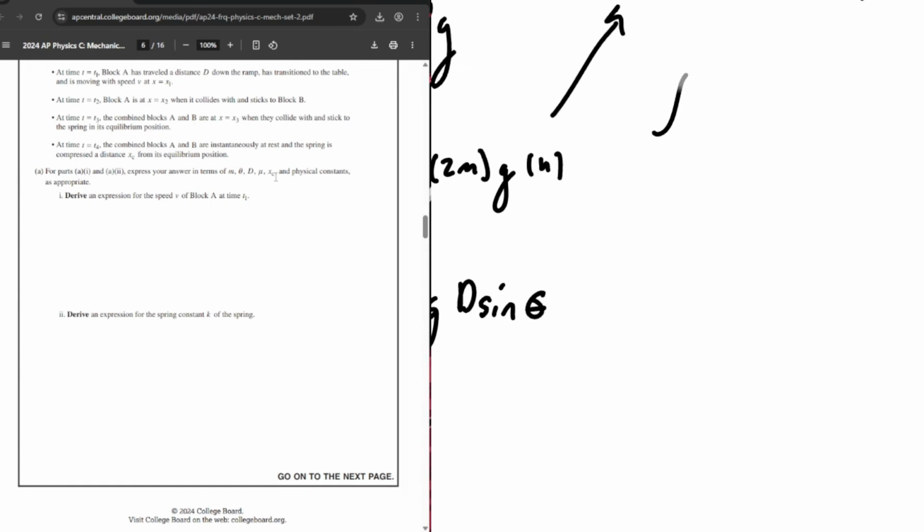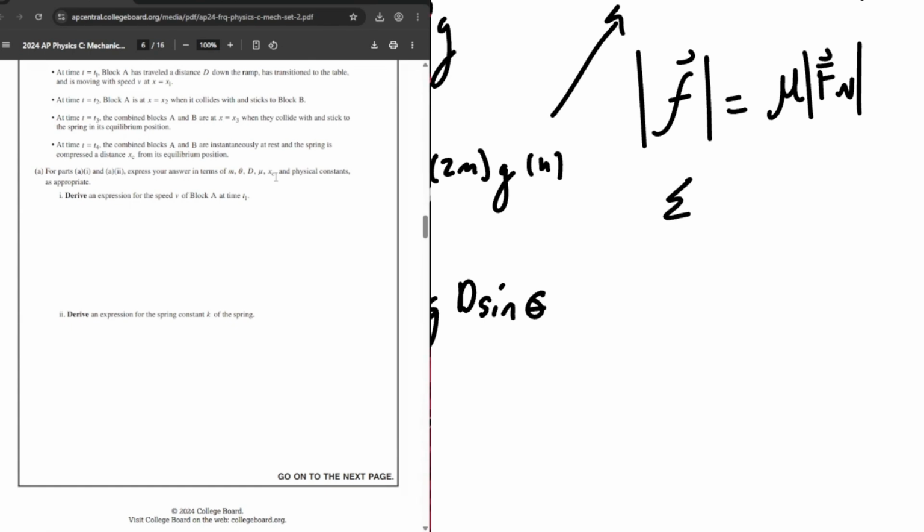But we know that the force of friction, well, the magnitude, I guess, is mu Fn, right? And we're given mu, so we don't have to worry about that. We don't have to derive that, but we do have to derive Fn, right? Because we don't know Fn. That's not one of our things we can leave in. So we're going to do our sum of forces on the y direction.